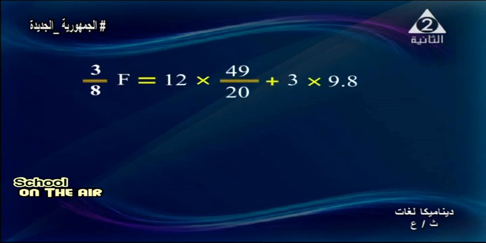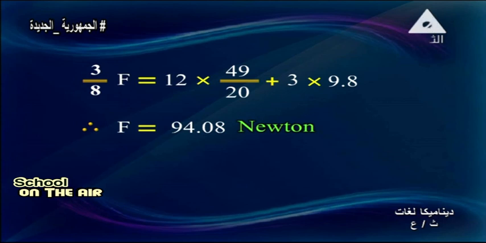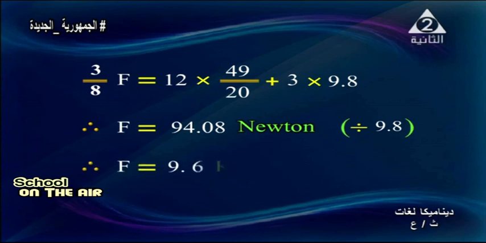Now 3 over 8F equals 12 times 49 over 20 plus 3 times 9.8. The magnitude of the force equals 94.08 Newton, and we can divide the magnitude of the force by 9.8 to get the force in kilogram weight. Then the force equals 94.08 divided by 9.8 equals 9.6 kilogram weight.